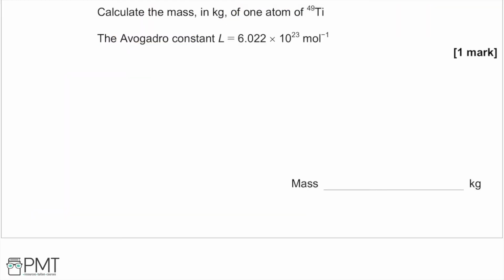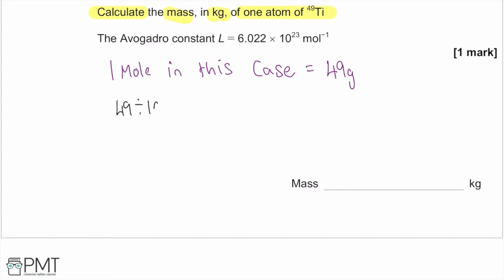The third part of this question asks us to calculate the mass in kilograms of 1 atom of titanium-49. And we know that using the periodic table, 1 mole is equivalent to the relative atomic mass. So for titanium, 1 mole is equal to 47.9 grams, but in this question, 1 mole is equivalent to 49 grams. And if we divide this by 1,000, we will get our answer in kilograms of 0.049 kilograms.